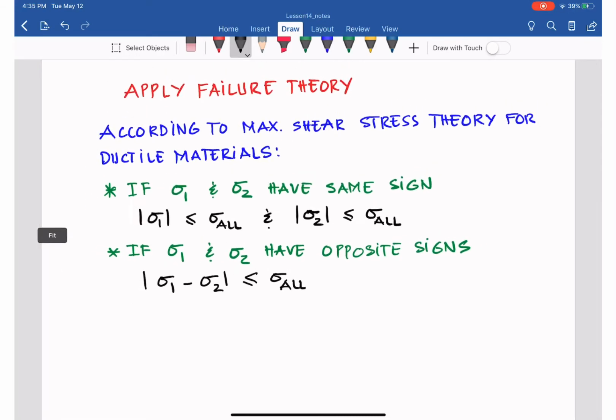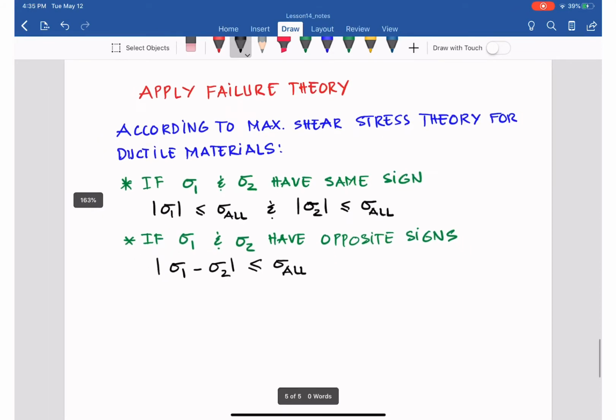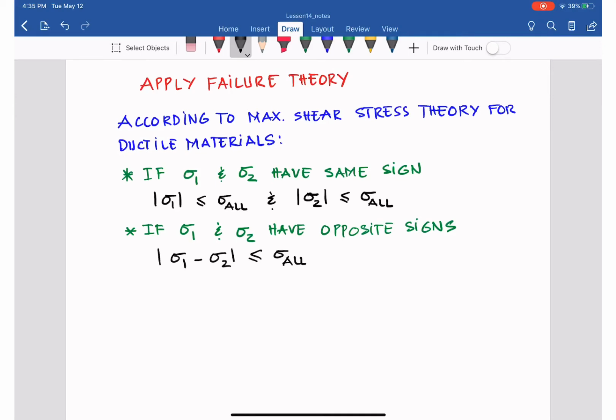Okay, so for the shear stress theory, when we check the maximum combination of shear and moment, you have both sigma x and tau xy, and you need to find the principal stresses, sigma 1 and sigma 2. That goes back to our stress transformation lesson, and from that we can check with the criteria just shown here for the maximum shear stress theory.